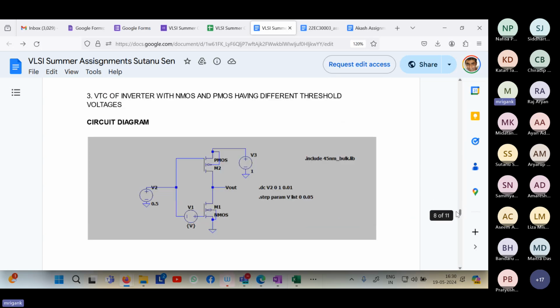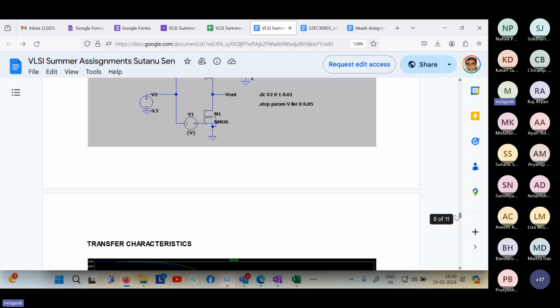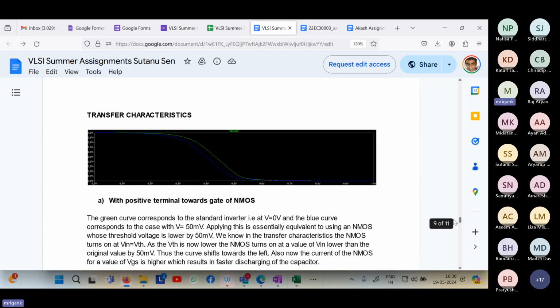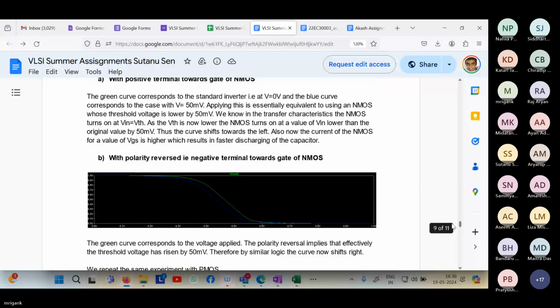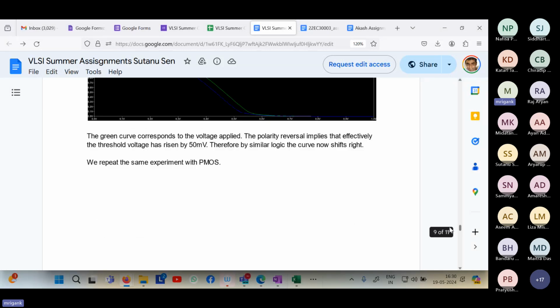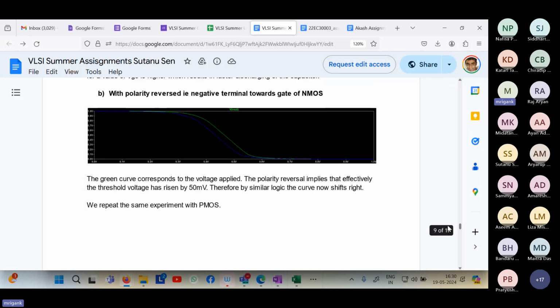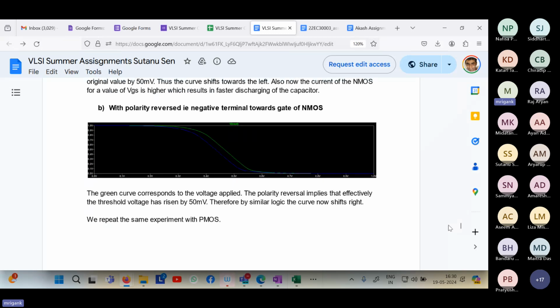And then VTC of inverter with different threshold voltages. Here, the VT that you have chosen is how much? The V1 is how much? V1 is 0.05. Okay, so V1 positive, you will get a shift. I don't know what is what. So again, without marker, we can't assess what is what. So in all these kinds of waveforms, please make sure that you are putting some marker. Marker means either you take it in the PPT and put some text on it, and then take the snapshot and put it in the document.